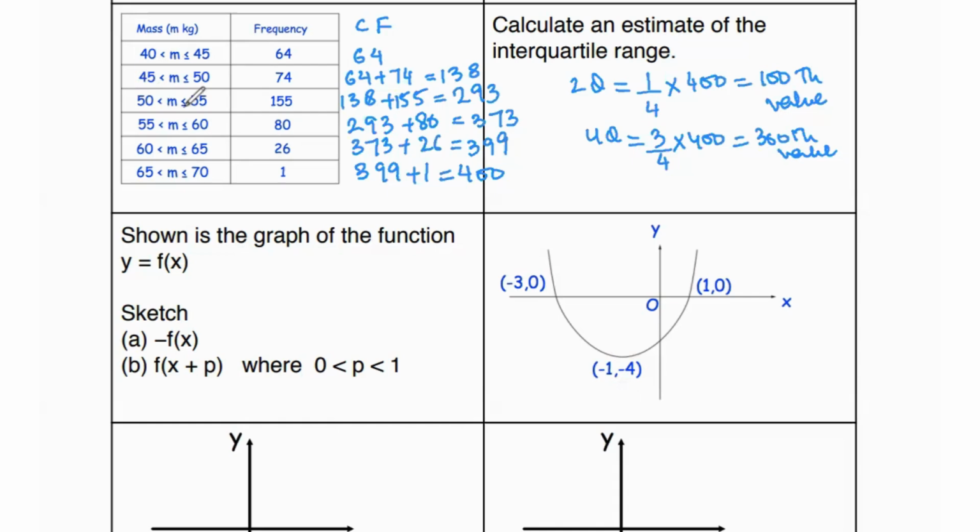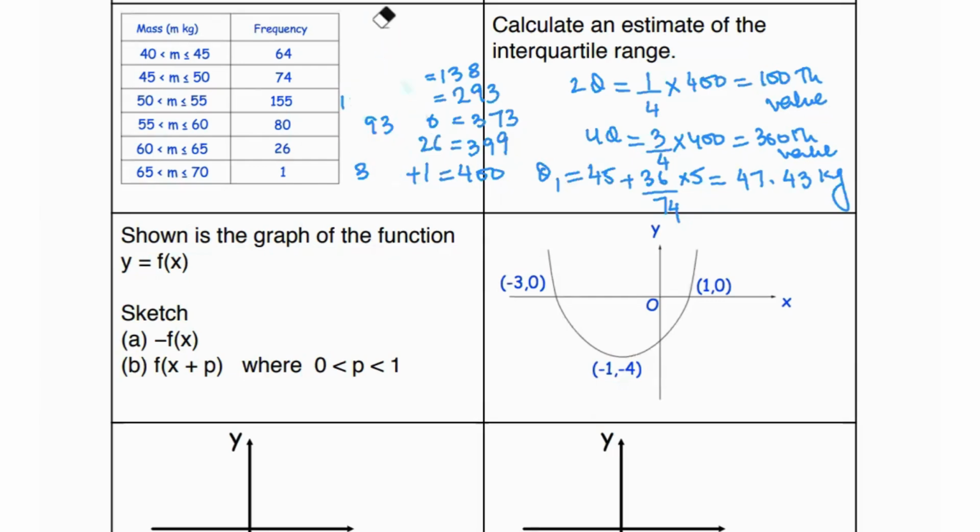So what we will do now is that first 45 are included. So to that 45, we will do 45 plus. Now 100 minus 64 is 36, which means the next 36 values are in the second interval with the frequency 74. So we do plus 36 out of 74 times 5. Why times 5? Because that's the interval. So that is going to give us the lower quartile value, which is 47.43 kg.